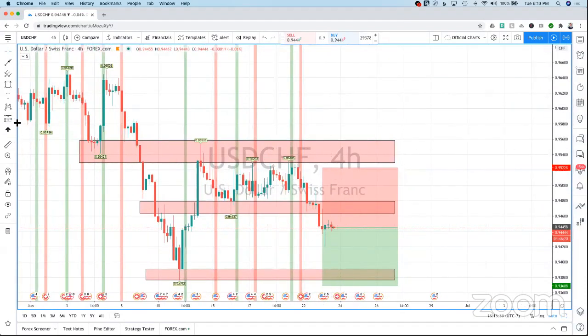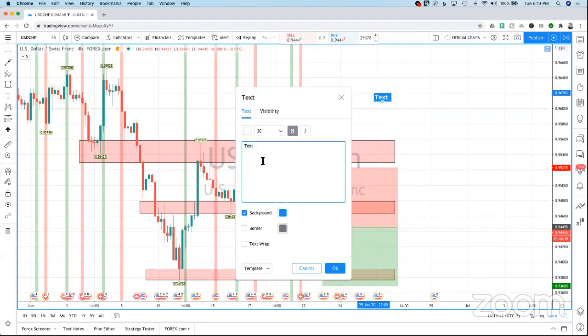If you guys aren't familiar with the K2 SR zone trading strategy, it's real simple. Let me just type up the requirements right here. K2 zone trading strategy. So these are the requirements, real simple. You just want to identify the direction of momentum.